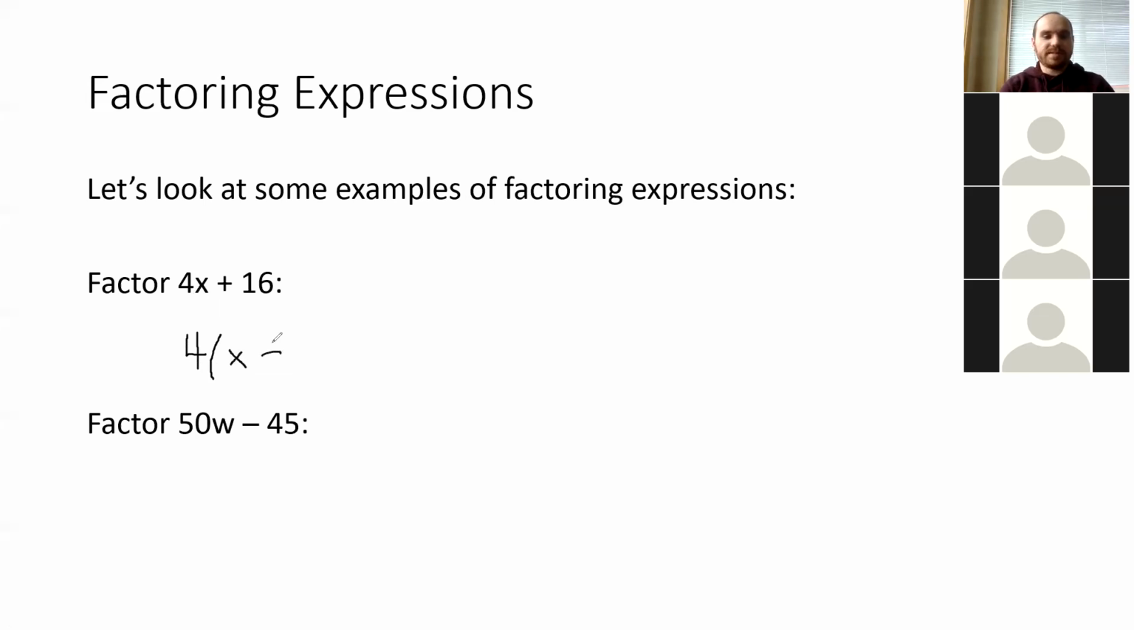So we'd have 4 times x plus, and then 16 divided by 4 leaves us with 4. So this right here is the factored version of this expression. Now, if we were to multiply it back out and distribute this 4, you'll notice that we would end up with the same thing, right? We'd have 4x, because 4 times x, plus 4 times 4, which is 16.